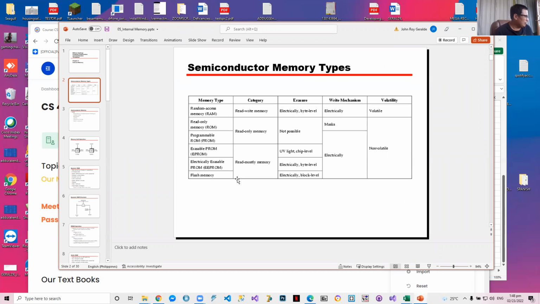So the contents of the read-only memory are factory set, which means that when they come out of the factory, they already have values. What are these? Like the BIOS, basic input and output system. This is a microprogram. This is a program that boots your operating system. Do you follow? Okay, gets the operating system running. Meron siyang boot system doon, no?